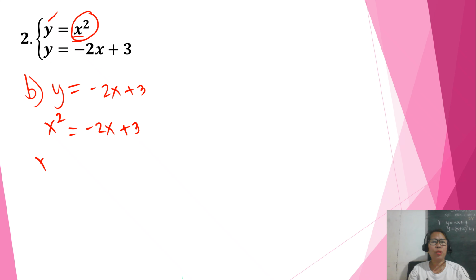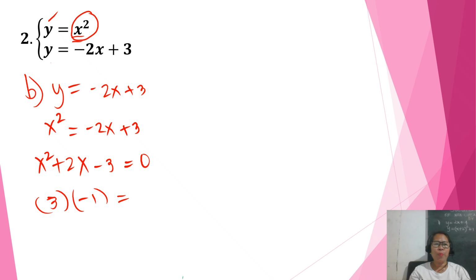So let us proceed to transposing -2x to the left side. It will become positive 2x. The positive 3 becomes -3. So can we now solve the value of x this time? Is this factorable? What are the factors of -3 that will give us a sum of positive 2? Would it be positive 3 and -1? If we get the product of 3 times -1, it will give us -3.